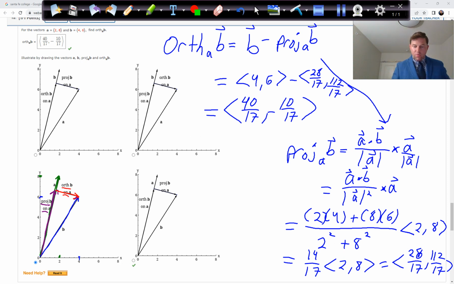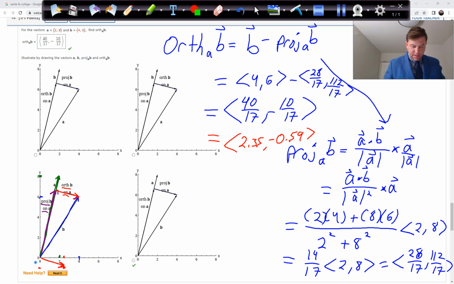Now, the way we drew it, and these numbers aren't great, 40 over 17, which is, okay, so in decimal form, this orthographic vector is 40 divided by 17 is 2.35, and minus 10 over 17 is minus 0.59. So if I were to draw that to scale, this would be 2.35 in the x about here, and negative 0.6 in the y about down here. It would go to right here. So the vector looks like that.